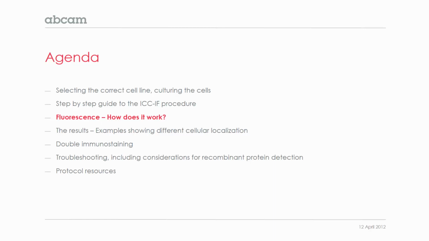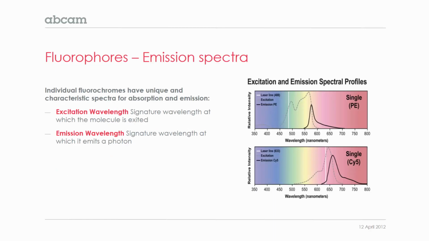Next, I want to talk briefly about immunofluorescence. How does this work? So there are many fluorochromes available, as I've already mentioned. Each one of those will have its own unique spectra for absorption and emission. I've got a couple of examples here for PE and for Cy5.